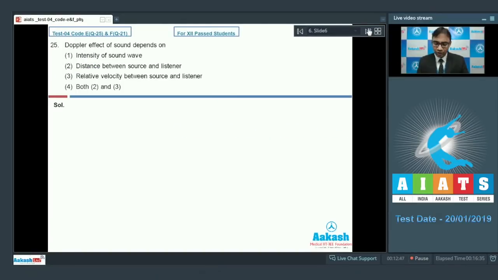In question number 25, it says that the Doppler effect of sound depends on... We know that the Doppler effect depends on the relative motion between source and listener, right? That means the rate of change of distance between source and listener. Option 1 says intensity of sound wave. No, this is wrong. Distance between source and listener. No. Relative distance. No. The rate of change of distance between source and listener. So this is also wrong. Option 3 says relative velocity between source and listener. Yes, this is correct. So we can say that our option number 3 will be the correct choice. Now let's move to question number 26.